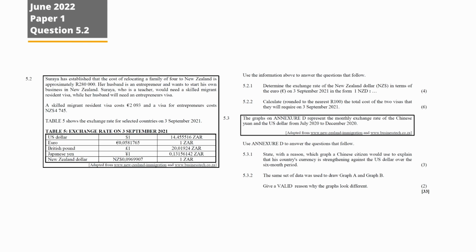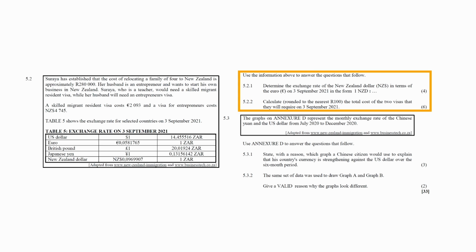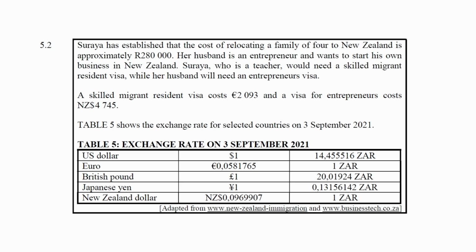Question 5.2 consists of two finance questions that were designed to assess your understanding of exchange rates. You are given a scenario where it is established that it costs 280,000 Rand to relocate a family of 4 to New Zealand. Two types of work visas are required for Suraya and her husband. A skilled migrant visa that costs 2,093 euros for Suraya and a visa for entrepreneurs that costs 4,745 New Zealand dollars for her husband.